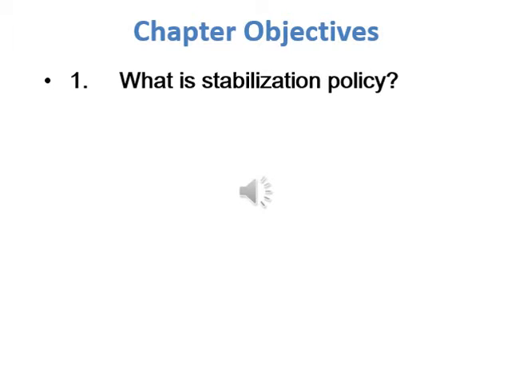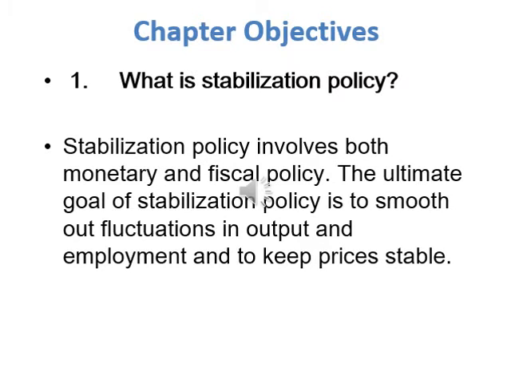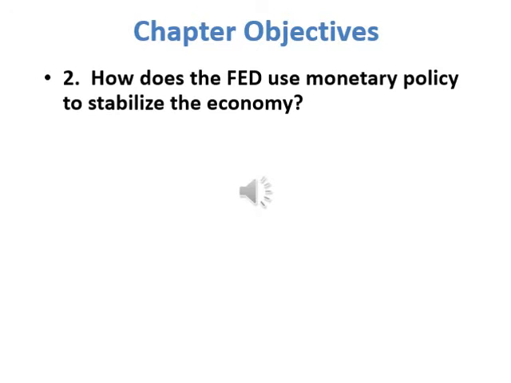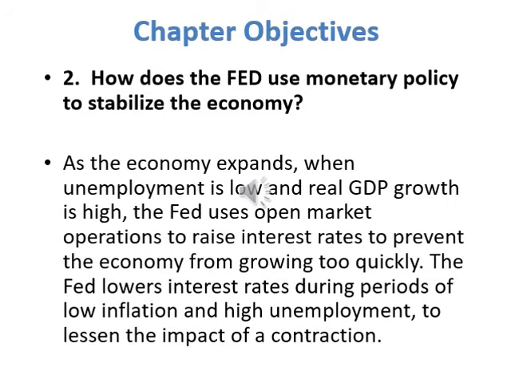Stabilization policy involves both monetary and fiscal policy. The ultimate goal of stabilization policy is to smooth out fluctuations in output and employment and to keep prices stable. As the economy expands, when unemployment is low and real GDP growth is high, the Fed uses open market operations to raise interest rates to prevent the economy from growing too quickly. The Fed lowers interest rates during periods of low inflation and high unemployment, to lessen the impact of a contraction.